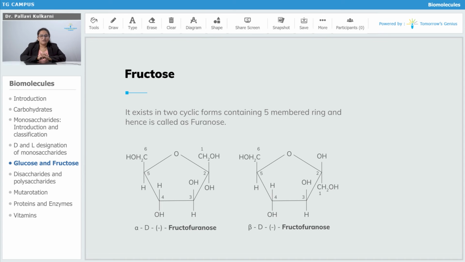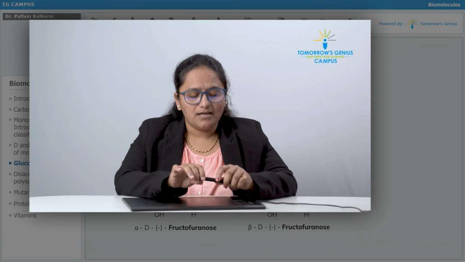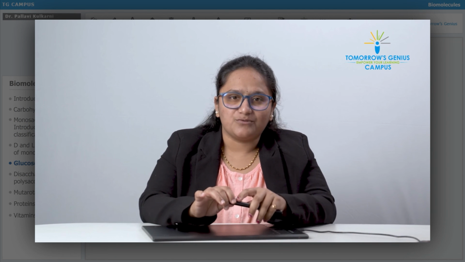If we want to show the furanose structure in the cyclic form, we can show it as you are seeing on the slide. You can see the position of the hydroxyl group on carbon number 2 of the alpha form. It is downwards, whereas in case of beta form, the OH group is upwards. That is the difference between the alpha and beta forms of fructose, and hence we call it fructofuranose, alpha as well as beta. That's all about the structure of fructose.